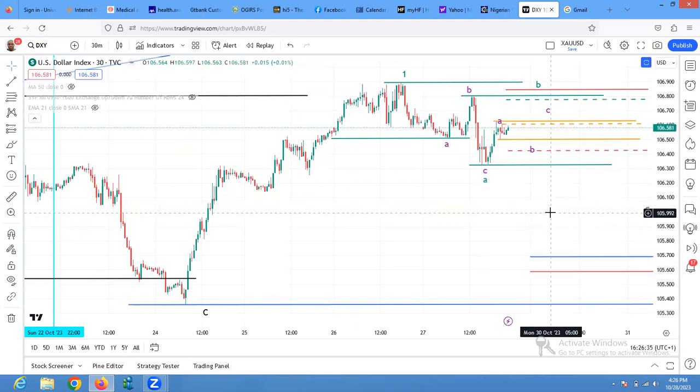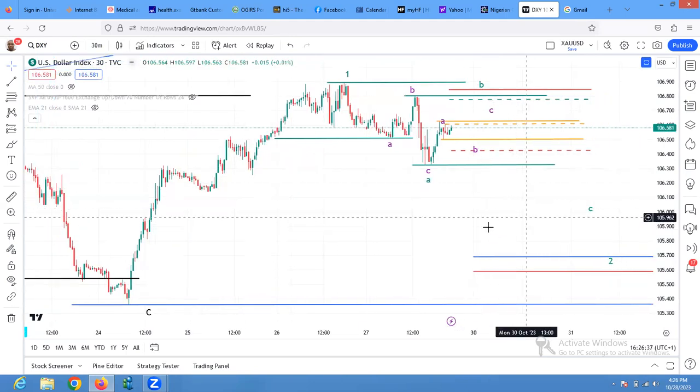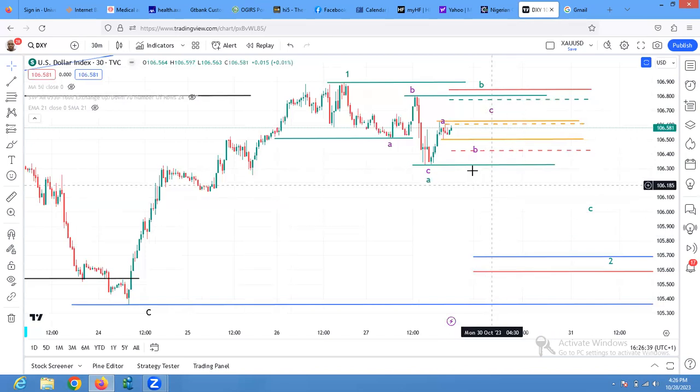So we are still coming down, this area. So once we break here, we're going to break here for a deeper correction. Price is not done here. So we're going to break here to see.